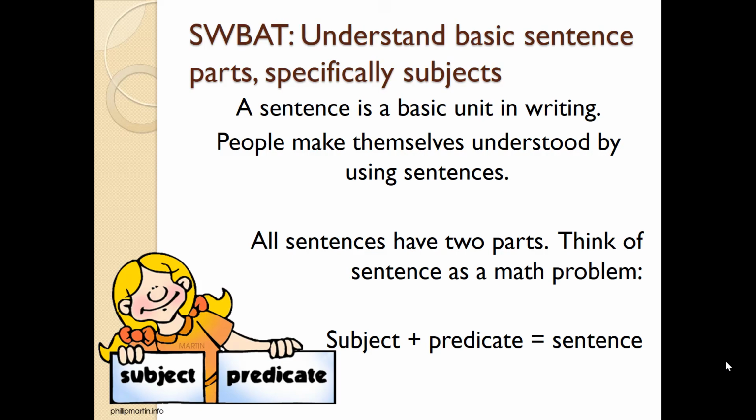All sentences have two parts, and I like to think of those two parts as being similar to a math problem. Subject plus predicate equals sentence. The same way that you must have 1 plus 1 to achieve 2, you must have a subject and a predicate to have a complete sentence, which could also be called a complete thought.